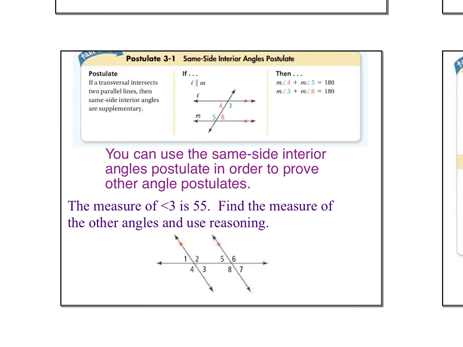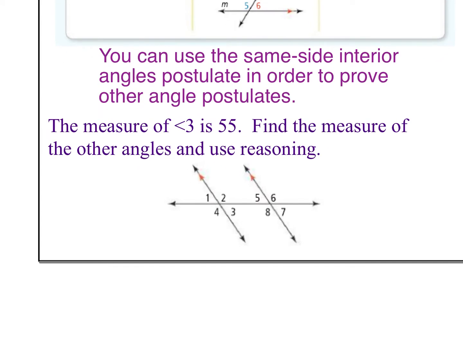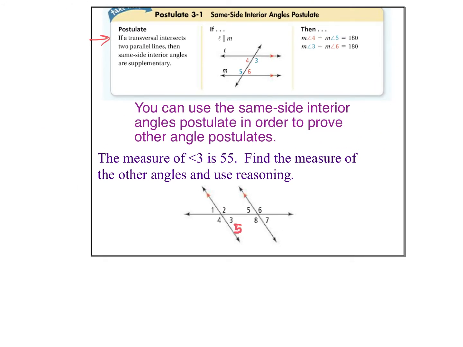Our first vocabulary, or our first postulate, is the same side interior angles postulate. It says, if a transversal intersects two parallel lines, then same side interior angles are supplementary. So if lines are parallel, then same side interior angles are supplementary. So let's go here. If angle 3 is 55 degrees, find the measure of the other angles using that angle 3 is 55.